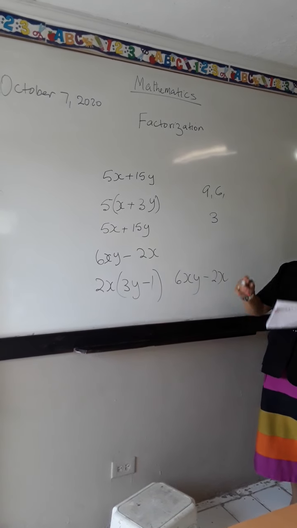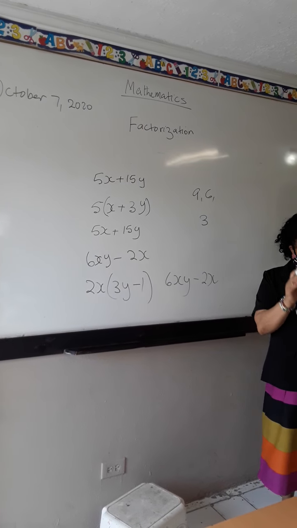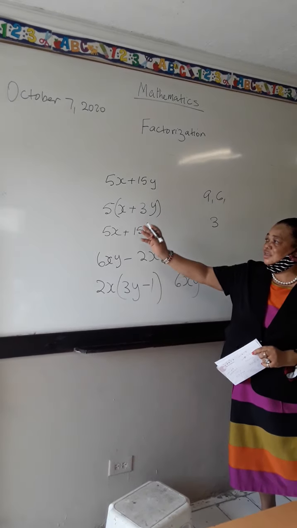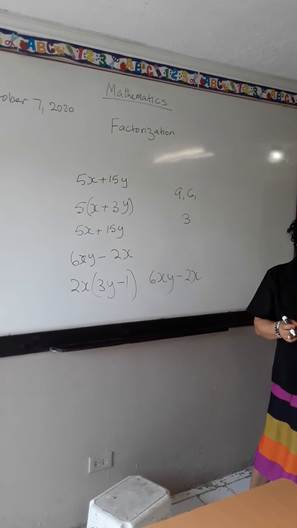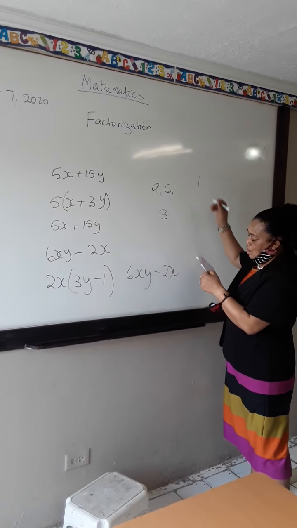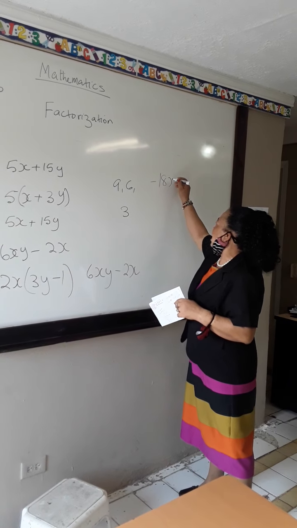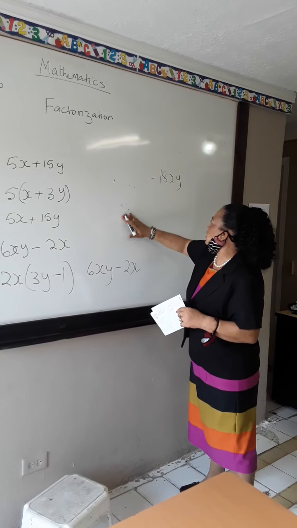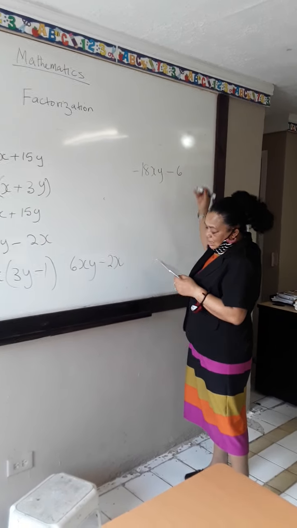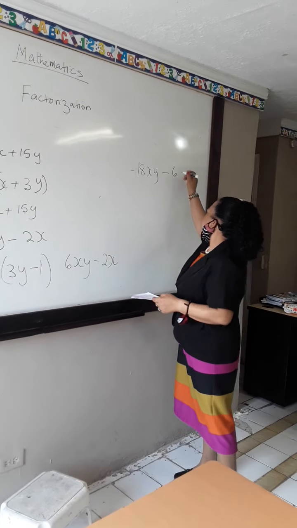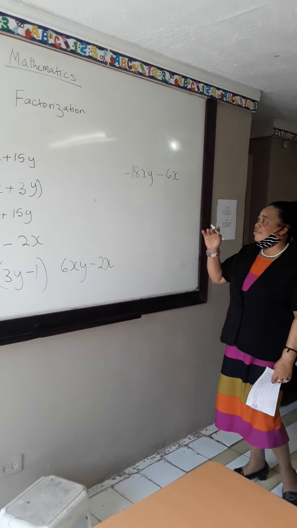The same answer. Again, I'm looking for a what? Common factor. Sometimes I have a common factor in terms of numbers, and sometimes it might be numbers and letters. Okay, here's another problem. This one has minus 18xy, and a negative 6x. What is a common factor in terms of number for this problem?